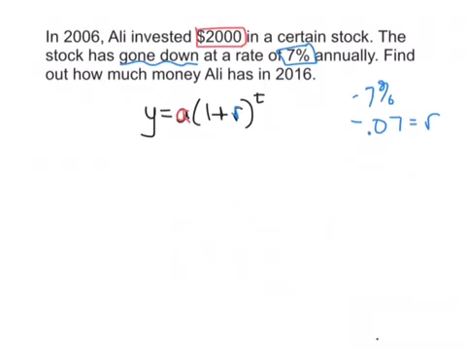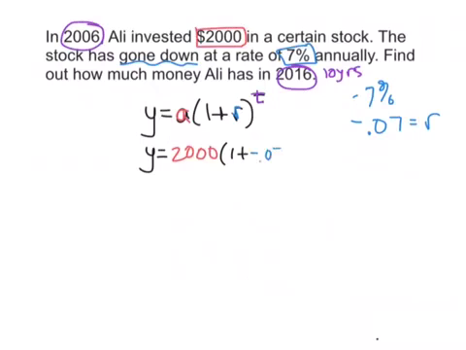All right. And then how long did he invest this money? Well, he invested this money for, let's figure this out, from 2006 to 2016 is 10 years, right? And that'll go in for t. So we'll go ahead and write our equation with our values in. Y equals $2,000 times 1 plus the rate, which is negative 0.07, all raised to the 10th.